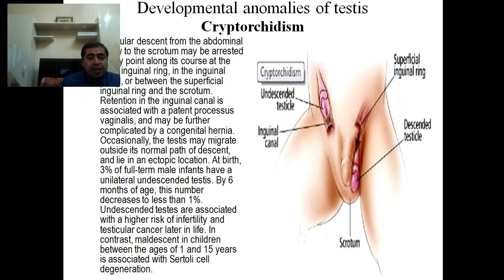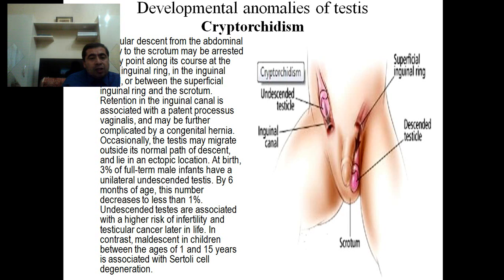Occasionally, the testis may migrate outside its normal path of descent and lie in an ectopic location. Ectopia, it means ectopy: when the organ must be located in one point, but it's located unusually, in another cavity, another place. It's ectopy.